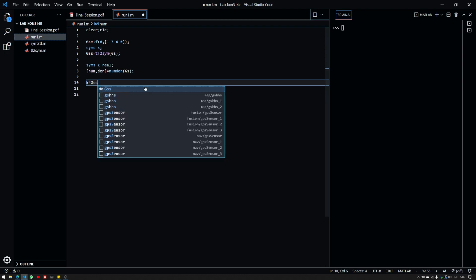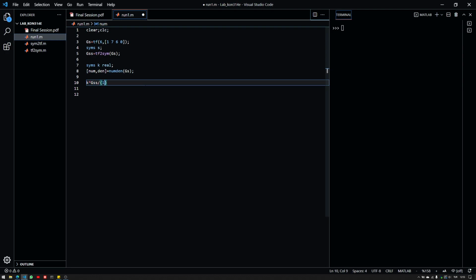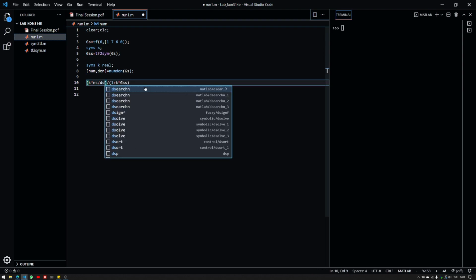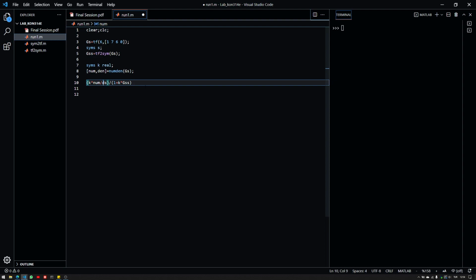Now this is G(s) divided by 1 plus kG(s). So instead of using G(s), let's say N(s) divided by D(s). So the numerator, let's make it num, and so num divided by den, and the same for this one. Here we have the closed loop transfer function. Most of the time we use num and then simplify, but actually this is not really necessary.